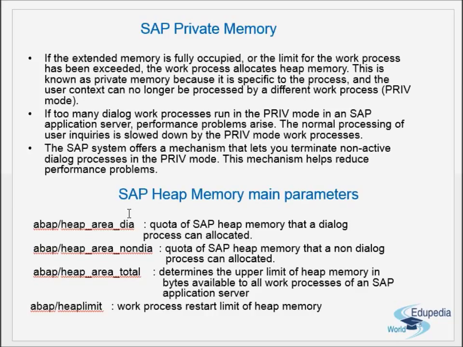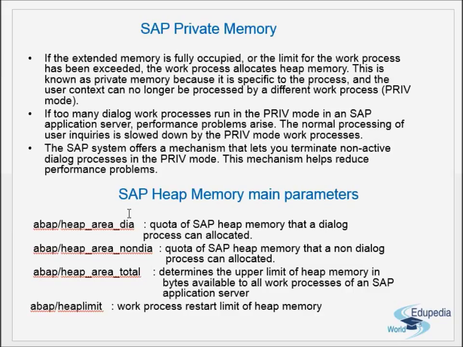Now the third type is the SAP Private Memory. If the extended memory is fully occupied, or the limit for the work process has been exceeded, the work process allocates heap memory. Now the roll area of the work process is over, the extended memory is also occupied. If for the processing it still requires more memory, then that is fetched from the heap memory of the operating system. This is known as private memory because it is specific to the process, and the user context can no longer be processed by a different work process.